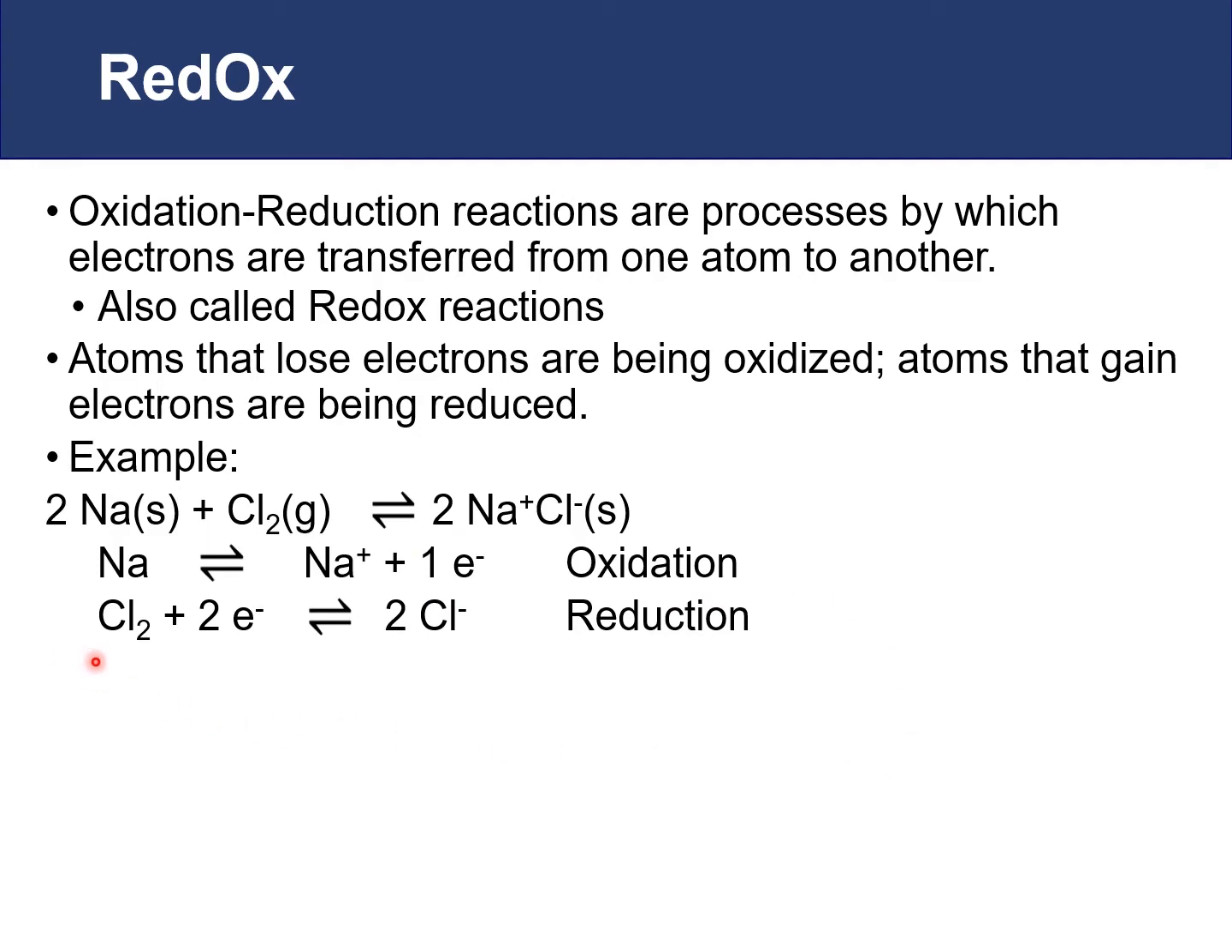In the second half reaction, we have chlorine molecules. Each one contains two chlorine atoms. Each chlorine atom is going to accept an electron to become a chloride ion. So you have a chlorine molecule, it breaks apart, as well as gains two electrons to form two chloride ions. Because the chlorine atoms within the chlorine molecule each gained an electron, we call that reduction.